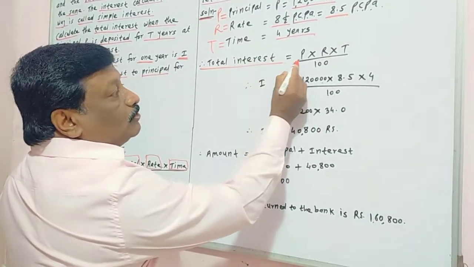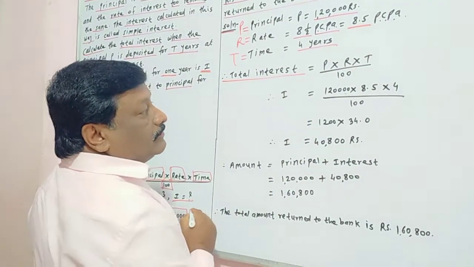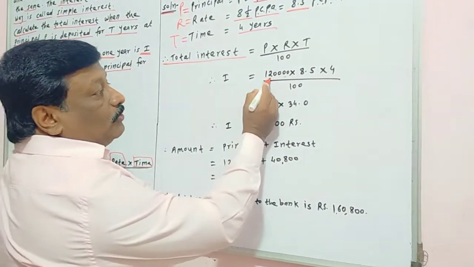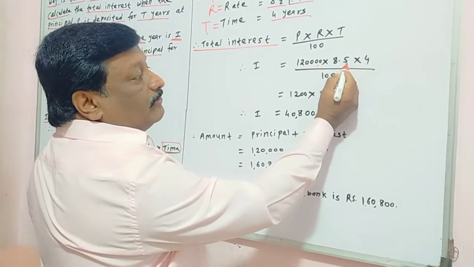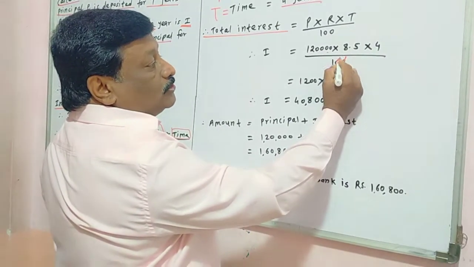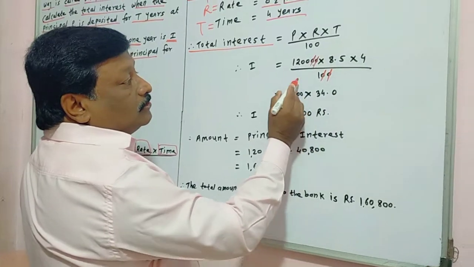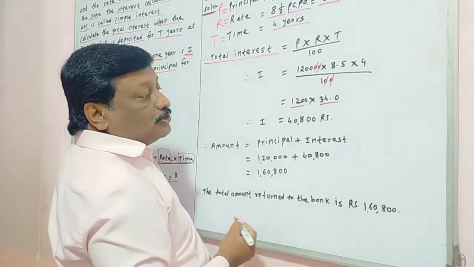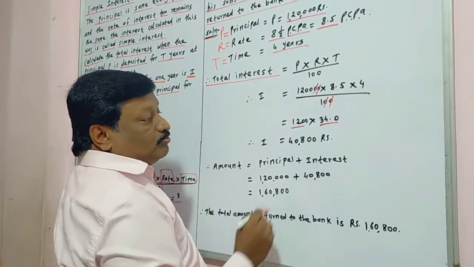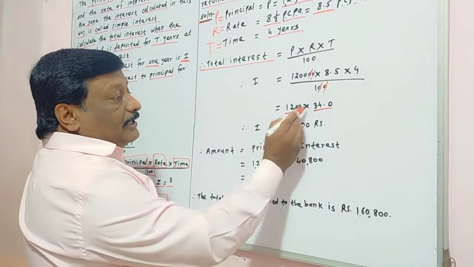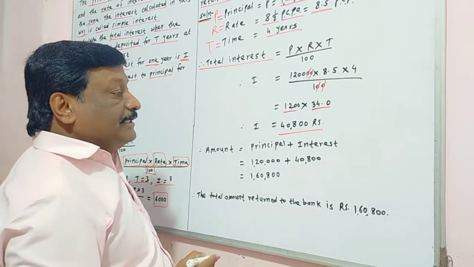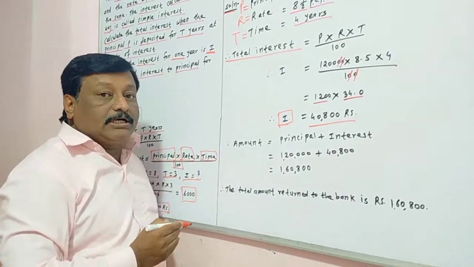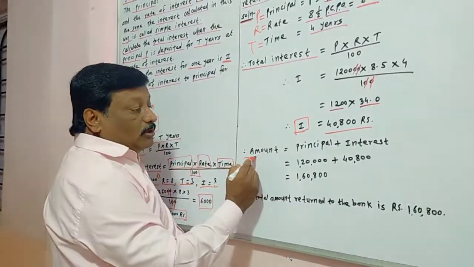Total interest is equal to P into R into T upon 100. This is the formula. Therefore, I equal to, substituting values, 1,20,000 into rate 8.5 into period 4 years upon 100. The zeros get cancelled. So 1200 into 8.5 into 4 is 34.0. Now you can remove this 0, there is 34. 1200 into 34 is 40,800. Therefore, simple interest is 40,800 rupees.